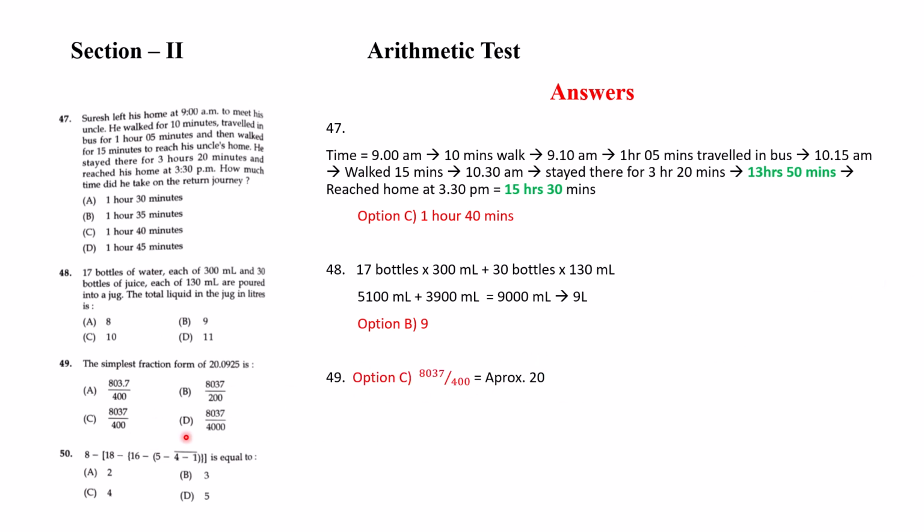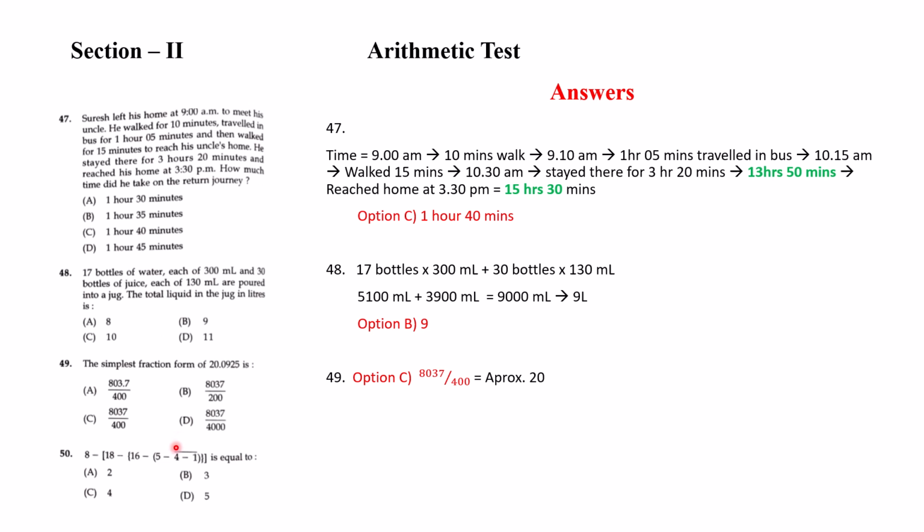Next question is question number 50. This question is from simplification. There is a trick here. A student might get confused and he might do the subtraction like 5 minus 1, 5 minus 4, that is 1, and 1 minus 1 would be 0. That would give the wrong answer.